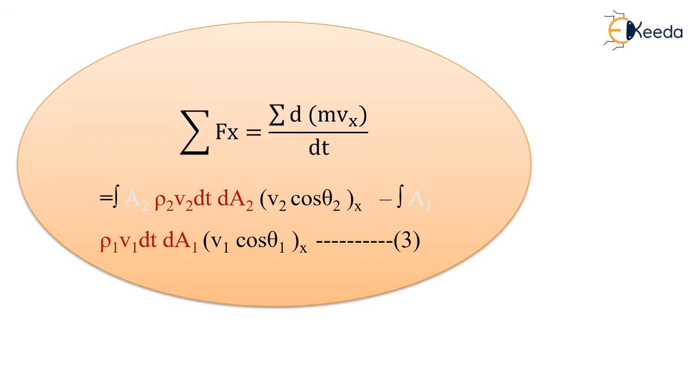But we have Newton's second law of motion. Therefore, summation of Fx is equal to summation of d(m Vx) with respect to dt, which is equal to, again just for information, the next terms are for area 2 and area 1 respectively, the integral of rho 2 V2 dt dA2 V2 cos theta 2 in the x direction minus the integral of rho 1 V1 dt dA1 V1 cos theta 1 in the x direction. This is our third equation.